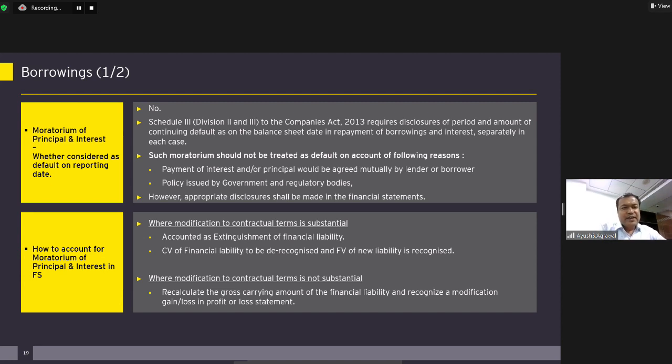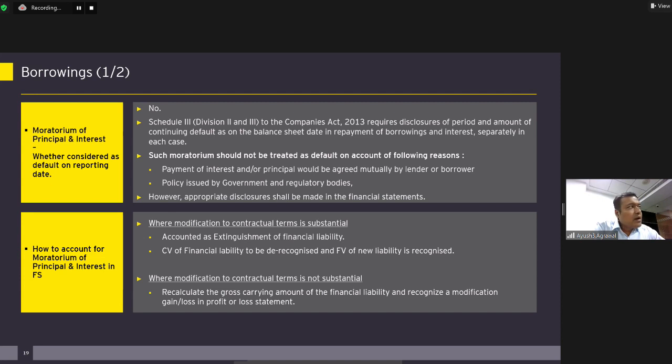Now, covering some of the specific areas, these are some of the common issues which we see when we encounter financial instrument accounting, or accounting related to some specific items of financial instruments. Now, borrowing. In borrowing, I want to just cover a couple of things. As part of COVID provisions, the RBI gave a moratorium of principal and interest in the hands of all the companies on their borrowing.